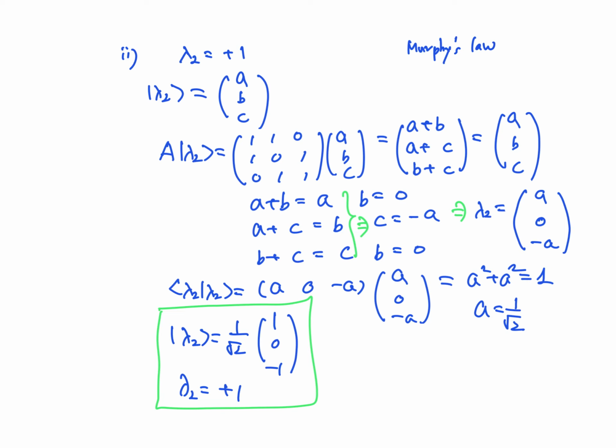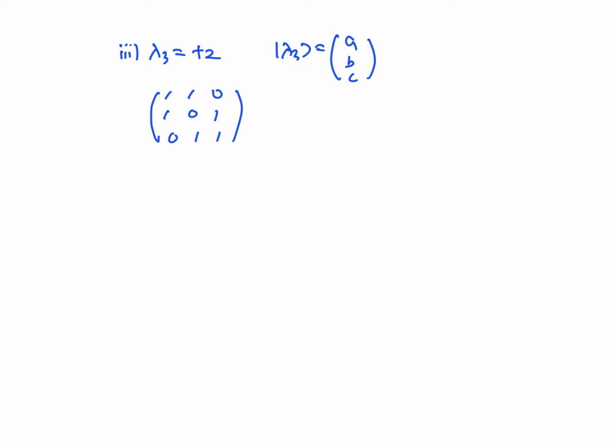Right, 1, 0, minus 1. And lambda 3 is plus 2. And you can say lambda 3 is, again, A, B, C. Then the matrix applied to A, B, C gives A plus B, A plus C, B plus C, which is twice of A, B, C.